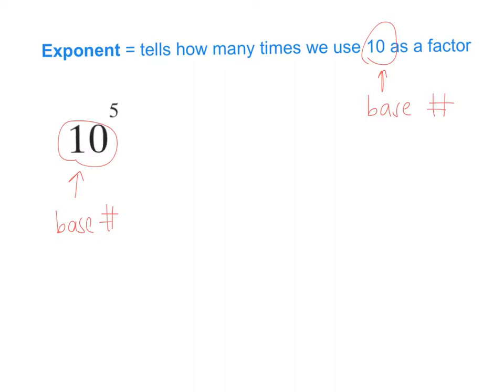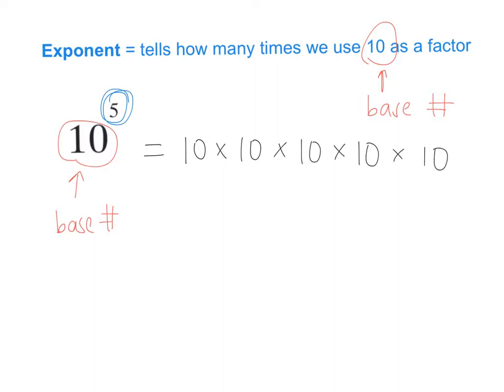So in this case, 10 is the base number. So in this case, our exponent is 5. So how many times would we use 10 as a factor? 5 times. So 10 with an exponent of 5 is equal to 10 times 10 times 10 times 10 times 10. Do you see how I multiplied 10 by itself 5 times? Because the exponent says 5 times we will use 10 as a factor. Make sure you write this down in your notebook. So what does that equal? What is 10 times 10 times 10 times 10 times 10? Grant? 100,000. So 10 to the 5th power is equal to 100,000.